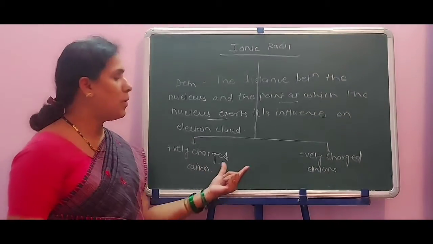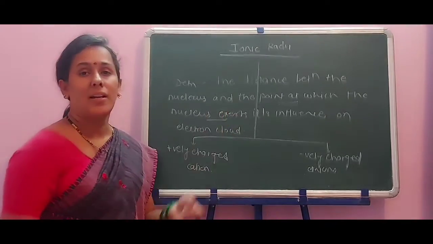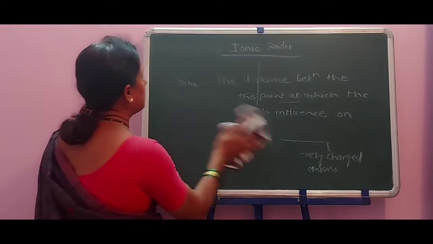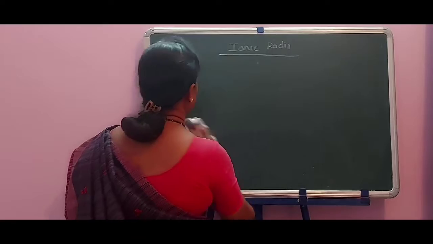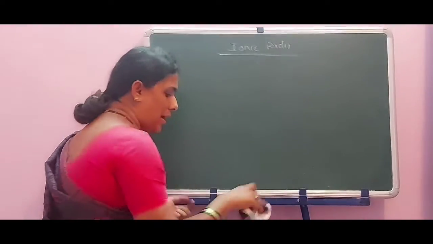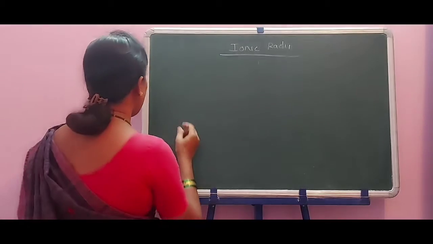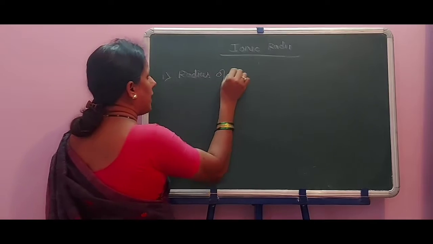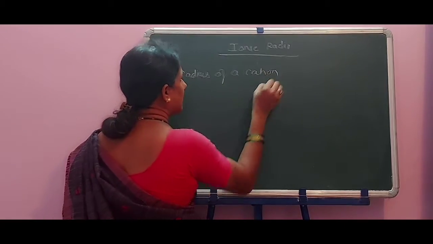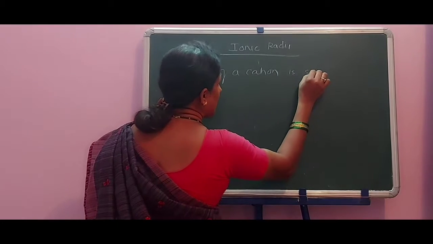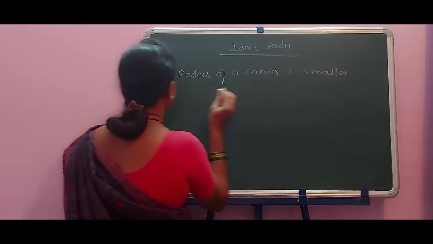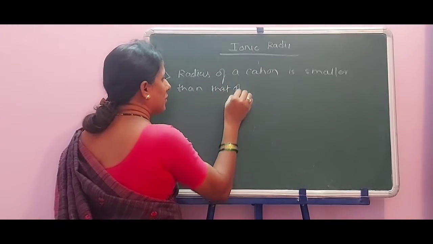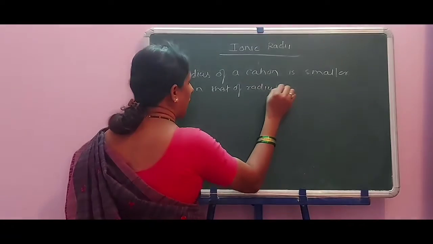Now, here we are going to focus on the radius of a cation and that of an anion. See here. In your exam, there may be a question: is the radius of a cation smaller than that of the radius of an anion?